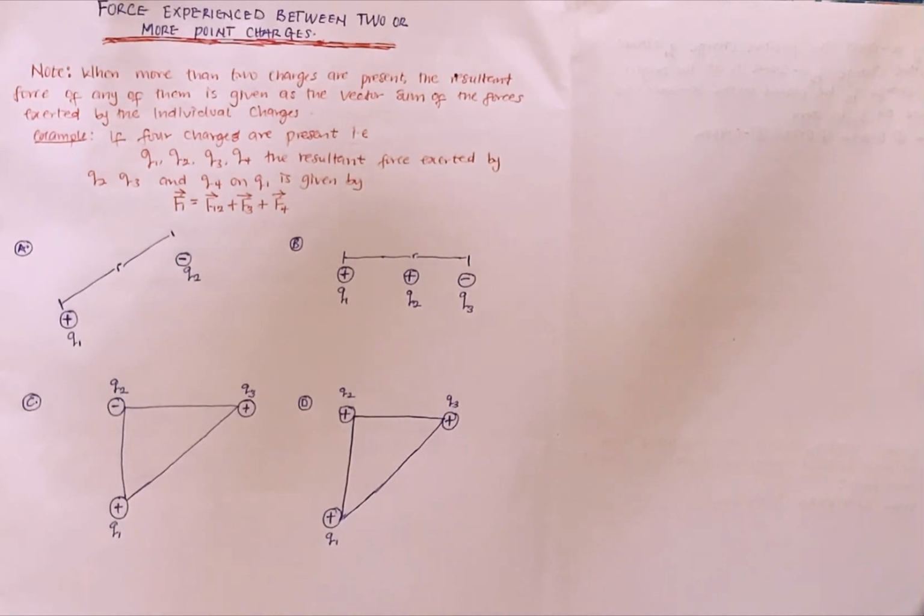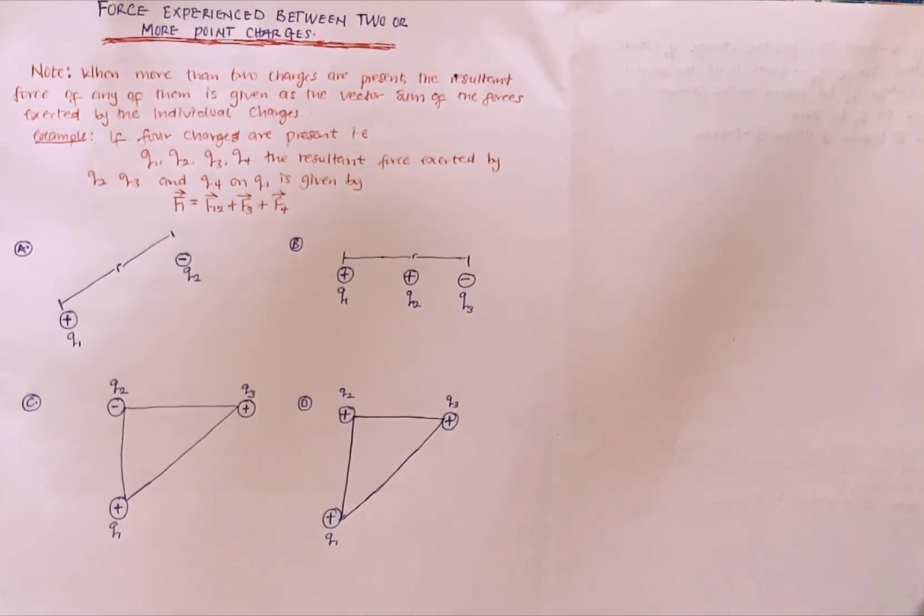As far as Coulomb's law is concerned, it shows the magnitude of a force that is experienced between two charges. And it states that the magnitude of the force experienced between charge Q1 and Q2 is directly proportional to the product of the magnitude of the two charges and inversely proportional to the square of the distance between them.